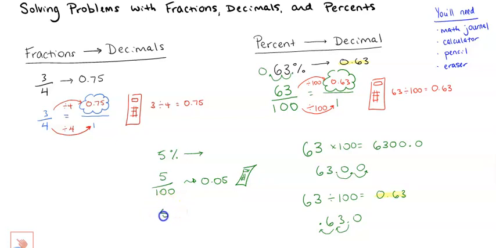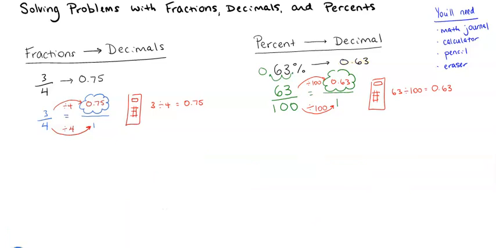Or I could see the 5 and move the decimal place once, twice, put a 0 in any empty bump there, and get my same answer, 0.05. Whether you're converting from a fraction with a denominator that's different from 100, so not a percentage, or a percentage, you're going to take your numerator divided by your denominator to get your decimal. Once your numbers are in decimal form, they're much easier to compare and use to solve problems.